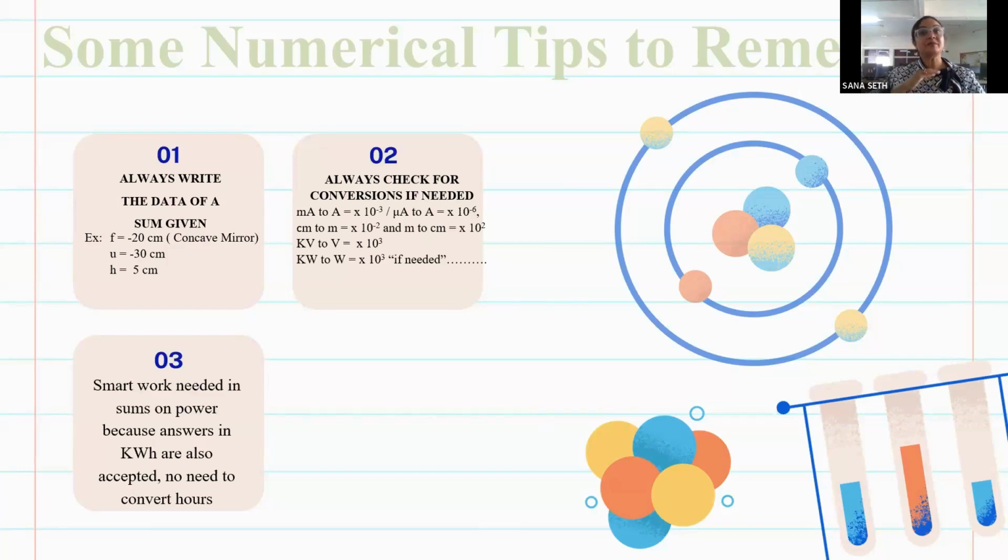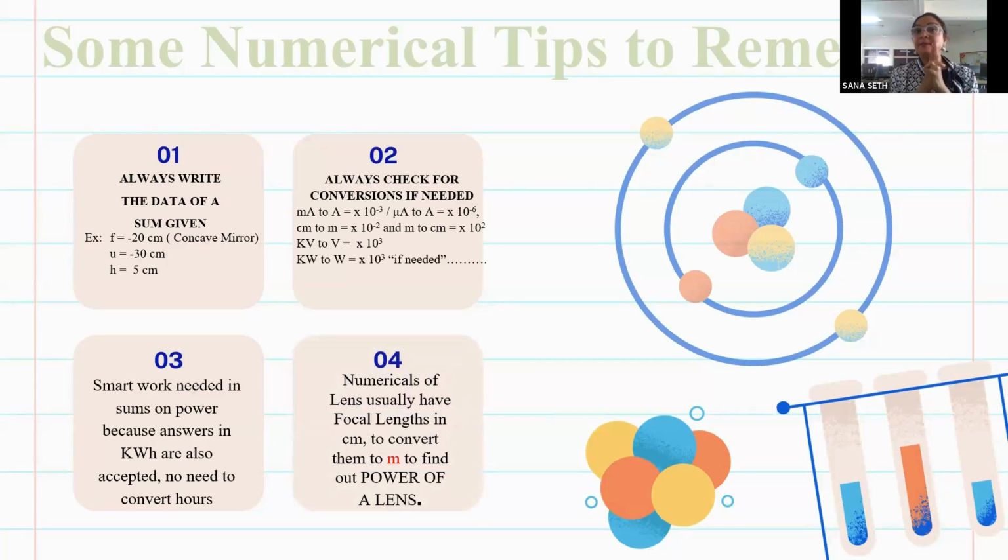But instead, if you're spending too much time on converting it to SI units, which is not wrong, but which is again not required, it will slow you down and will lead to a bigger calculation and a bigger chance of making a mistake. You'll have to multiply 3000 into 12 hours, meaning 12 into 3600, really not required. So smart work is accepted, smart work is required, especially in sums on power and units.